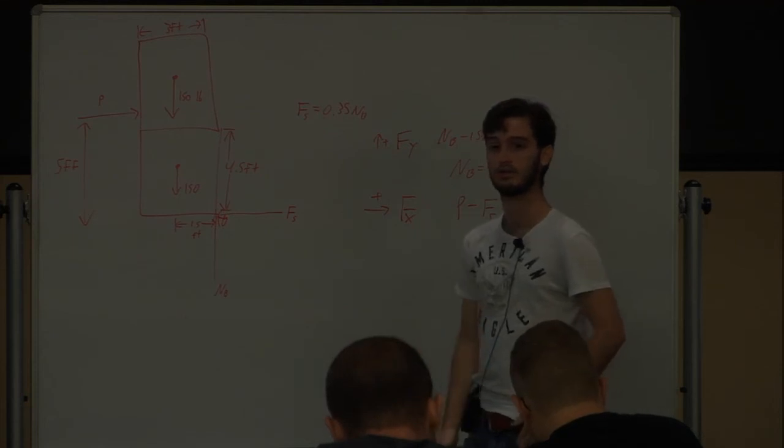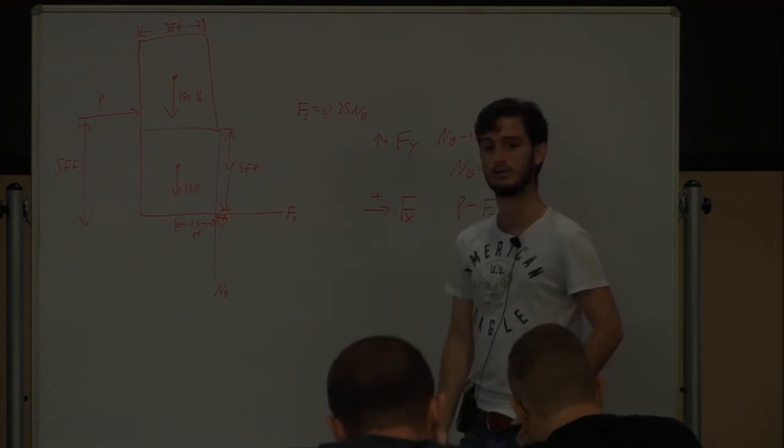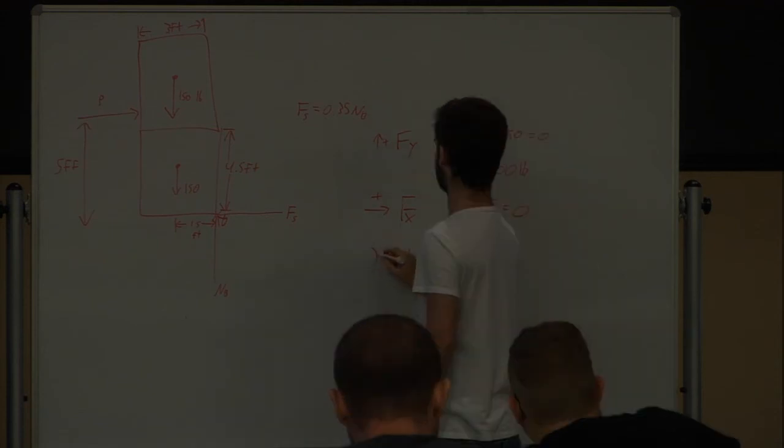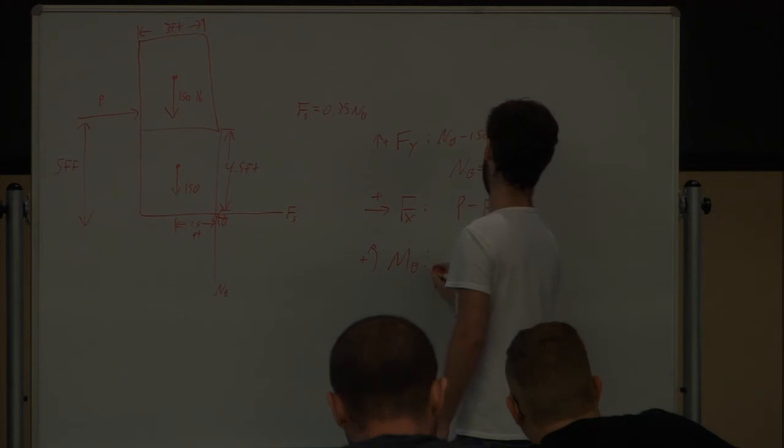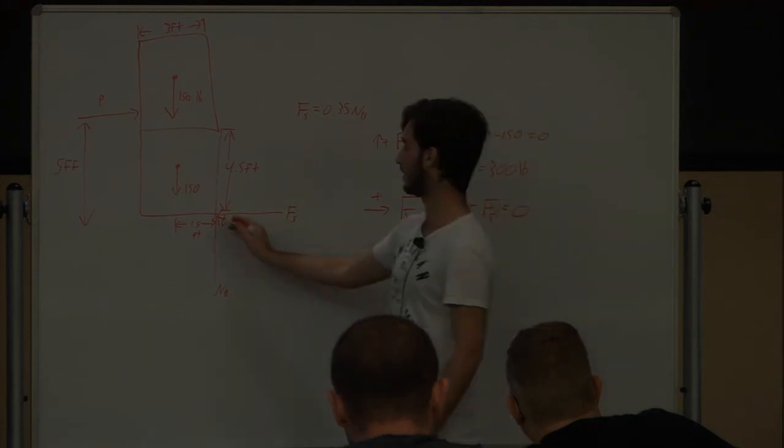So, sum of the forces in the x direction. Clockwise is positive. Okay, so moment at B. So these forces don't produce a moment about B. So 150, so I have times 1.5.